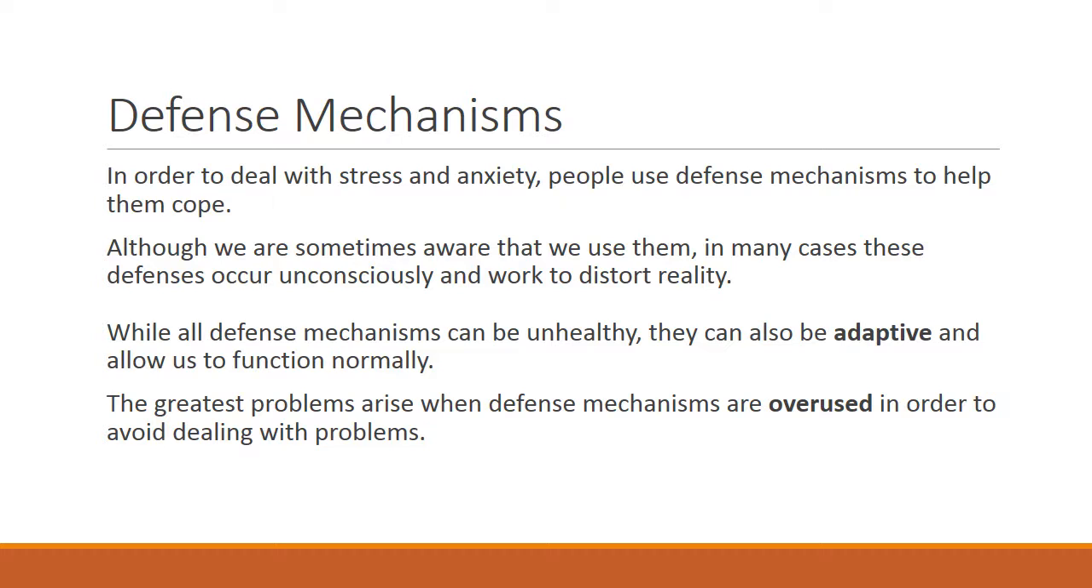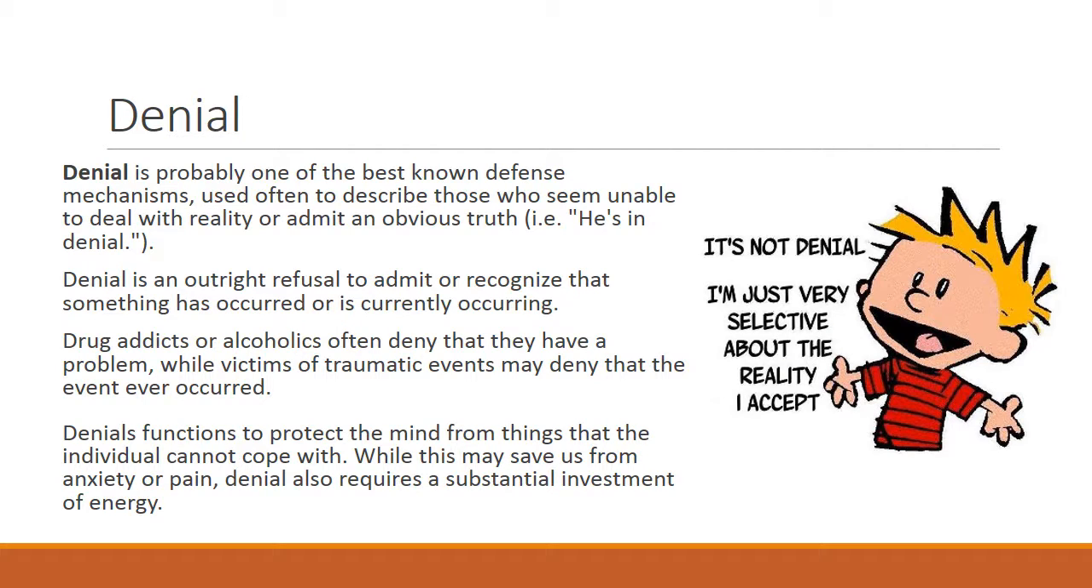And although we are sometimes aware that we use them, in many cases, these defenses occur unconsciously and work to distort reality. While all defense mechanisms can be unhealthy, they're also adaptive, and they allow us to function normally. The greatest problems arise when defense mechanisms are overused in order to avoid dealing with problems. The most popular, and the one that most of us have a working knowledge of, is denial, which the old joke says it's more than a river in Egypt. This is used often to describe those who are unable to deal with reality or admit an obvious truth.